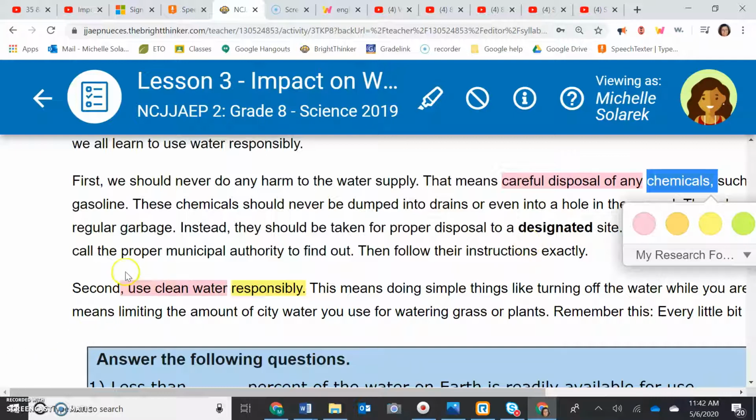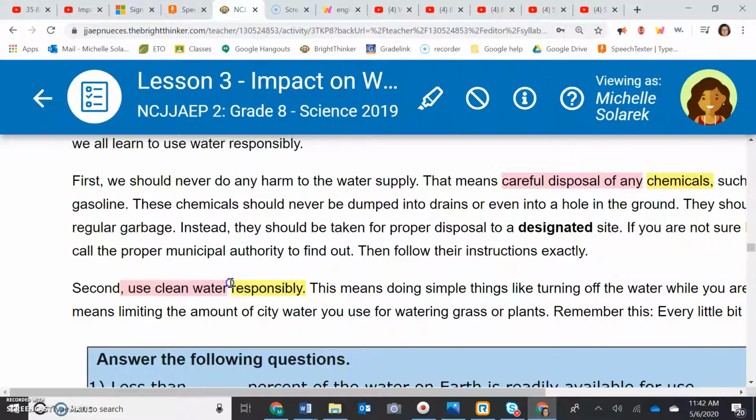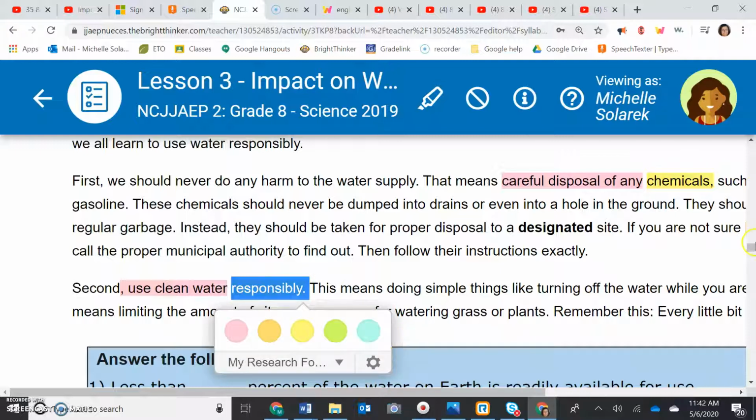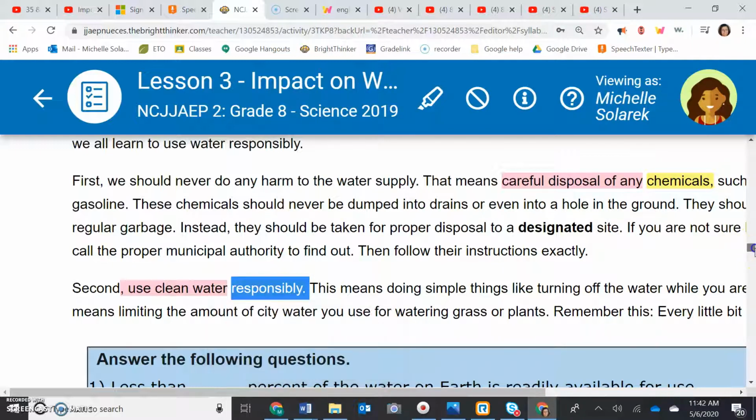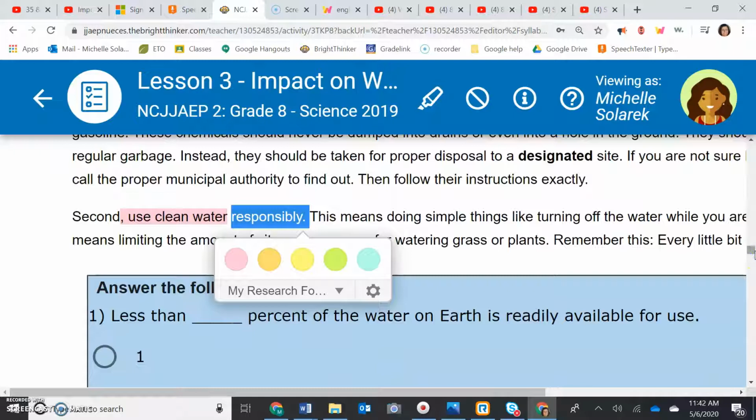The next way that you can help is to use clean water. How? You can make this your next question. Use clean water in what way? And the answer is responsibly. Use clean water responsibly. Okay, guys, so now I would say you've learned a little bit about water today. I think that's excellent.